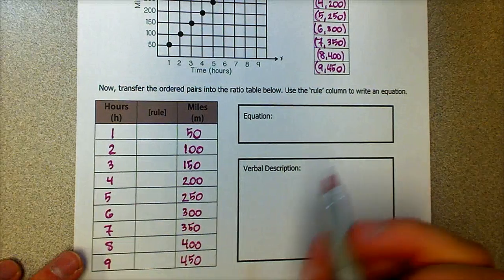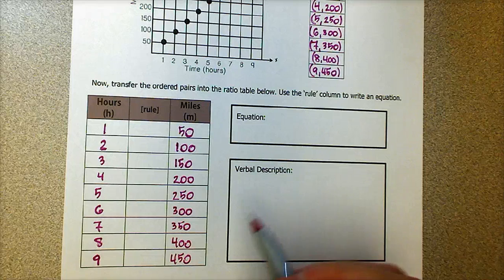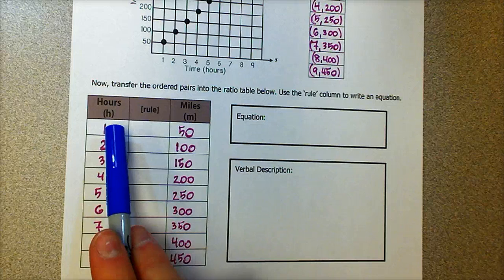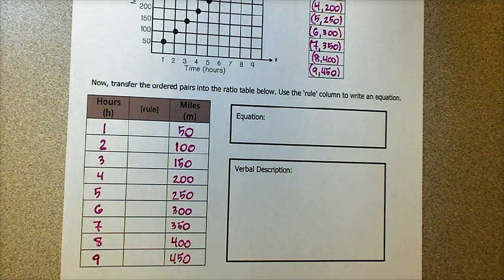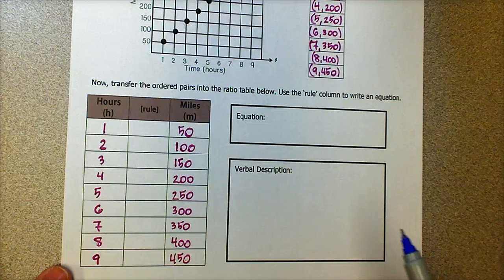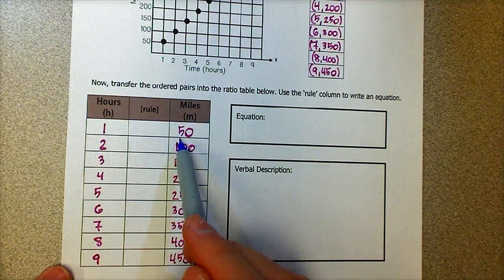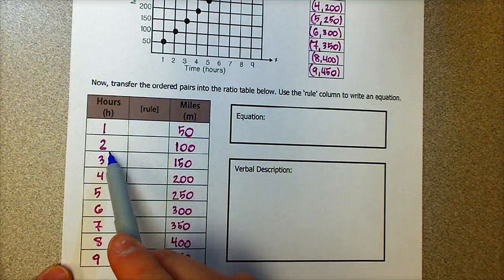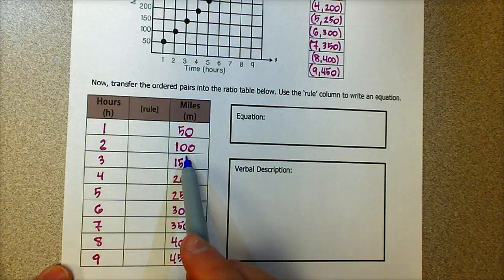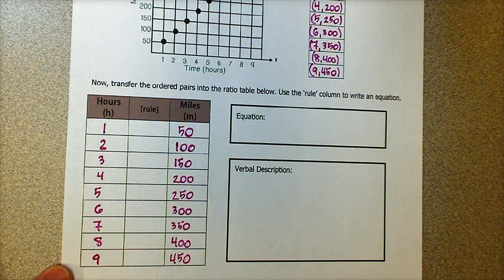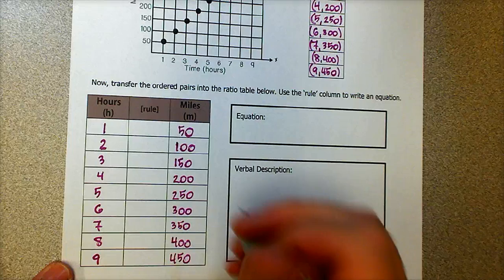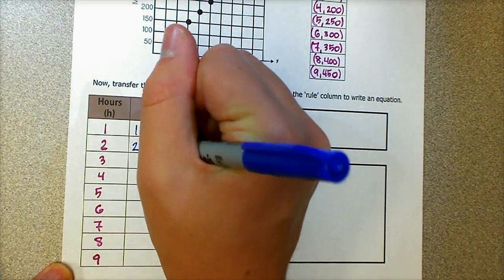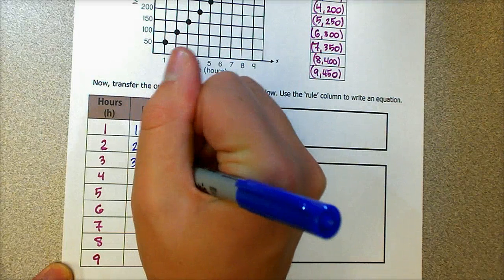Okay, so this is what our ratio table looks like down below. And now, just like in the last lesson, your job is to figure out what is the rule to get from the number of hours to the number of miles. What are we doing to this number each time to get this number? Well, to get from 1 to 50, you can multiply by 50. Ask yourself, does that rule apply to get from 2 to 100? 2 times 50 is 100. 3 times 50 is 150. And that pattern is true the entire way through. So the rule each time is we take the number of hours times 50 to get the number of miles.